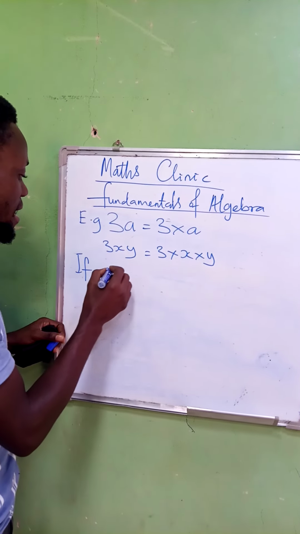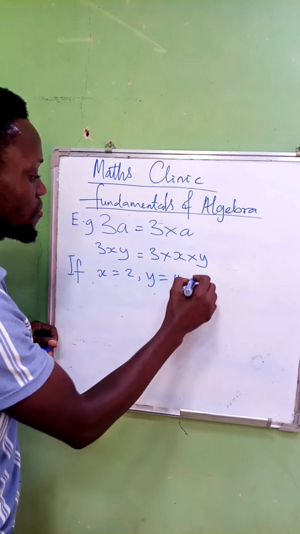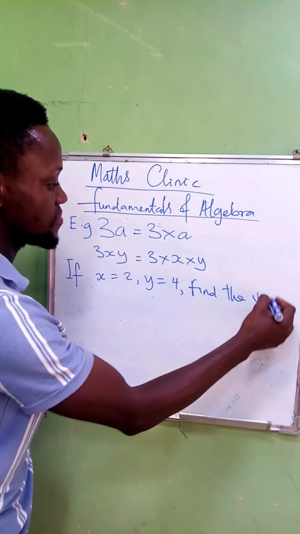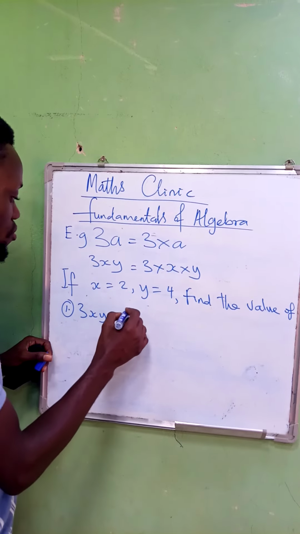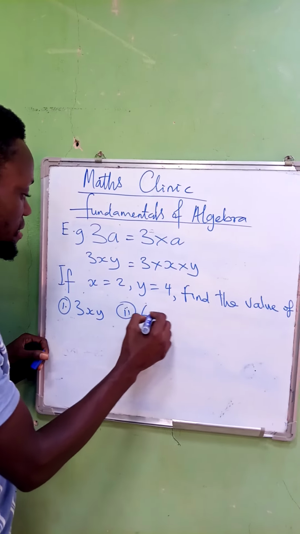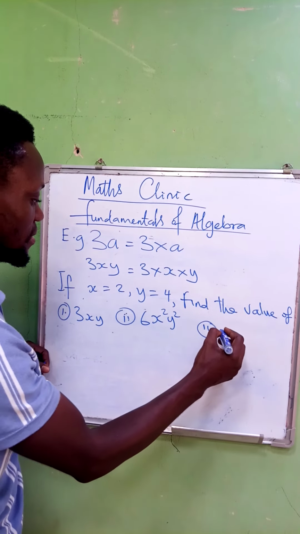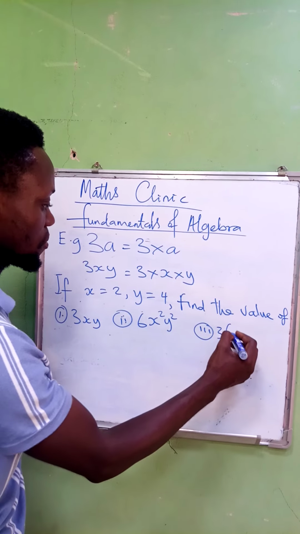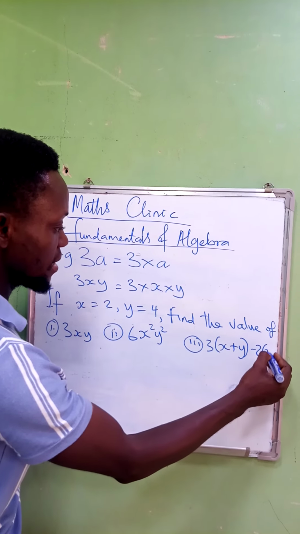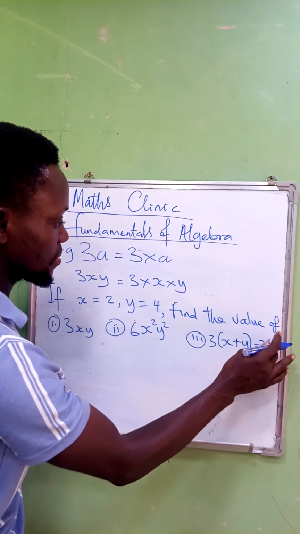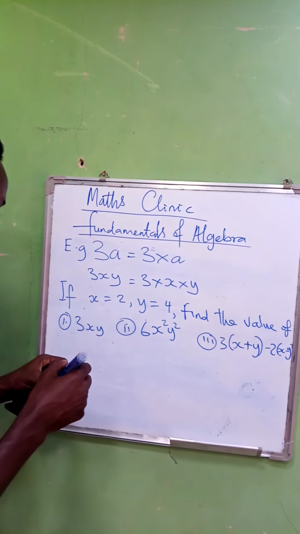Now, for example, we are given this. If x equals 2, y equals 4, for example, find the value of 1, 3xy, 2, 6x squared y squared, or 3, 3 into x plus y minus 2 into x minus y. Okay, now solution.